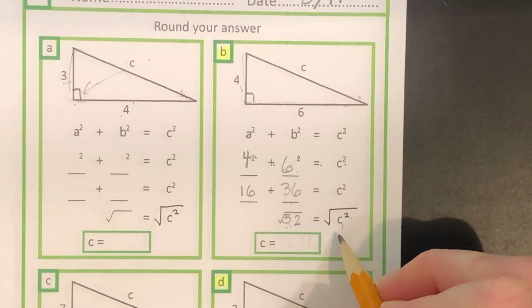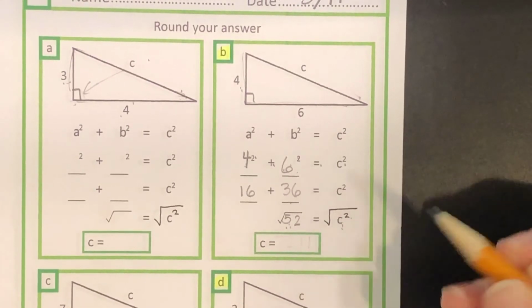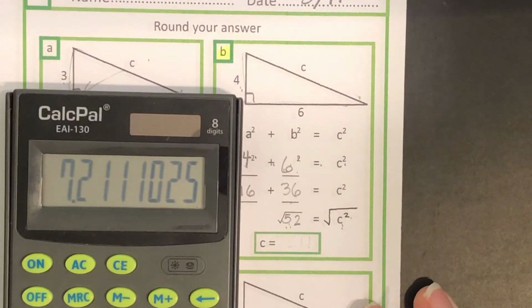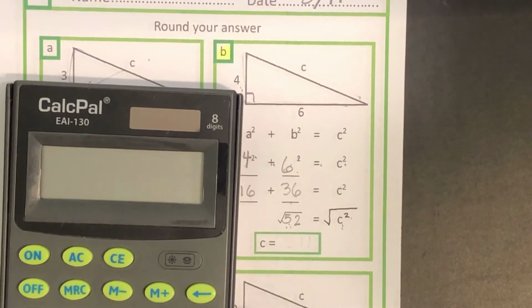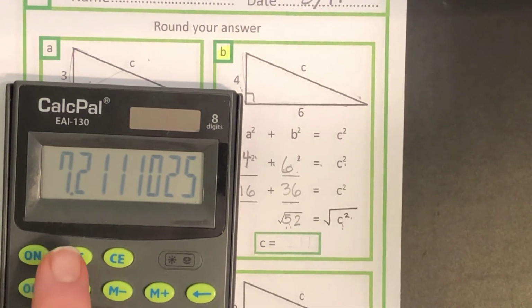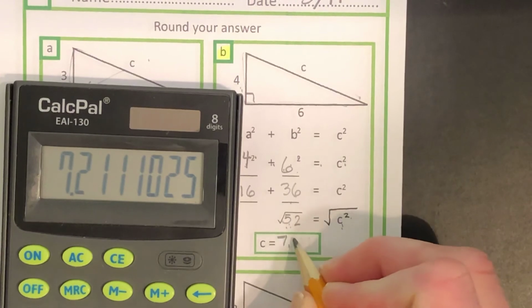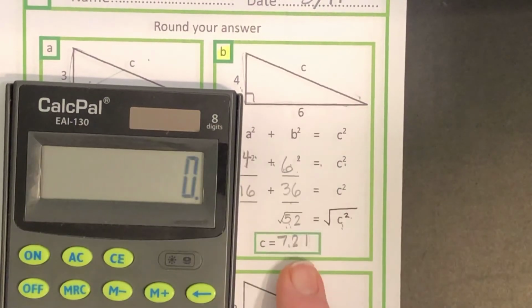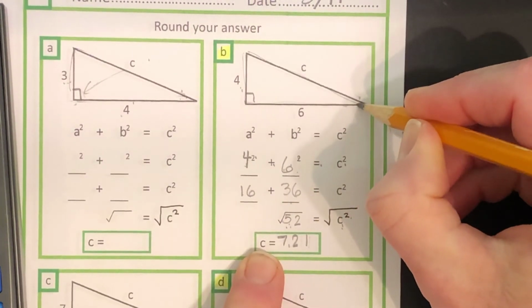If C squared is 52, then the square root of C squared is the square root of 52. We'll get the calculator, and we will type in 52 and the square root button, and that gives us 7.211111. We're going to round it to the nearest hundredth, so it will be 7.21. That is the length of your hypotenuse in B.